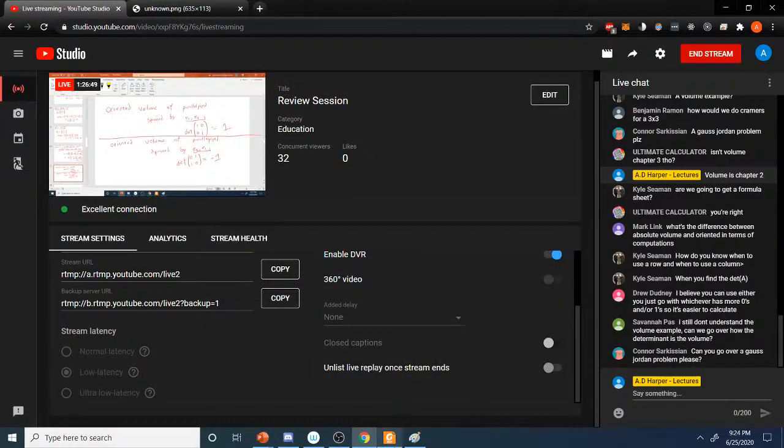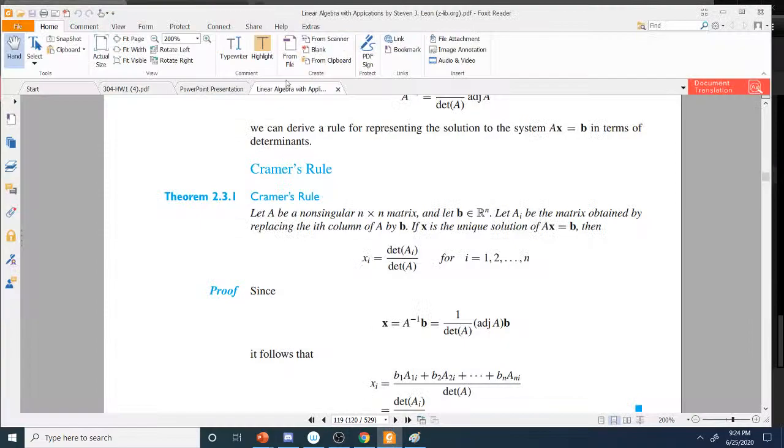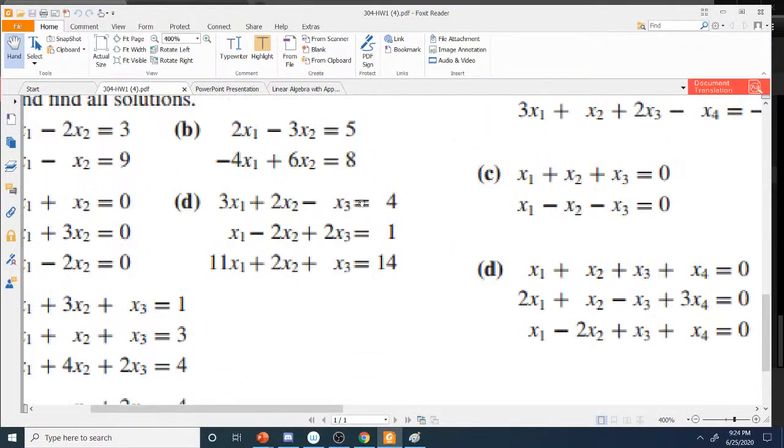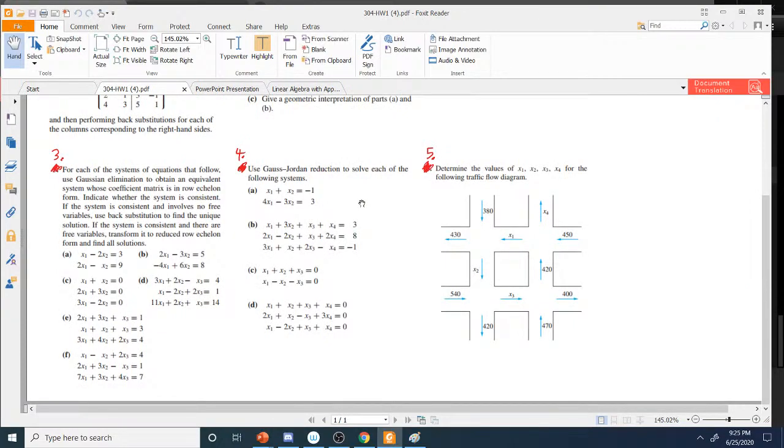A Gauss-Jordan problem, okay. So let me take one from the homework. How about we do B here?